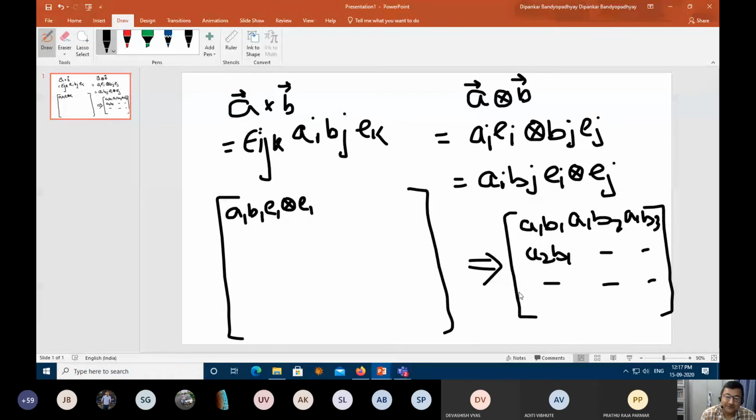Okay, if you take a cross product between two first order tensors, it will lead to a first order tensor. And if you take a dyadic product between two first order tensors, it becomes a second order tensor. If you take a dyadic product between two second order tensors, it becomes a third order tensor. If you take a dyadic product between two third order tensors, it will become a fourth order tensor. So this is the way the dimensionality of the mathematics increases.